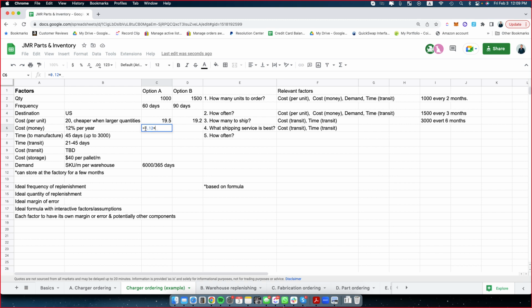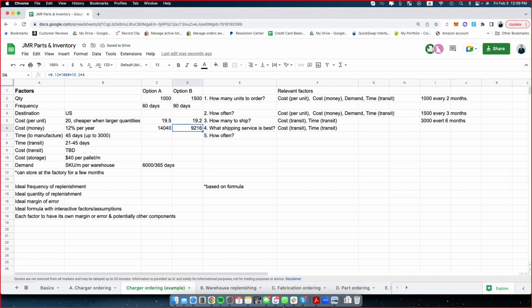Let's see, if I do 0.12 multiplied by 1,000 pieces multiplied by 19.5 dollars, and since it's every 60 days, I'm going to have to do it 6 times a year. So in here, it's going to be 19.2. And since we're doing it every 90 days, I'm only going to have to do it 4 times.